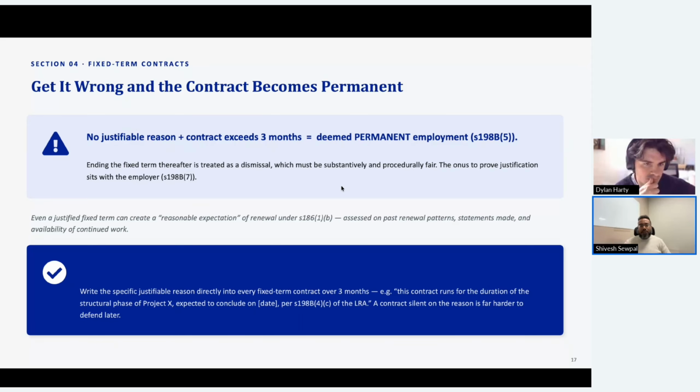My practical recommendation is very simple. For every fixed-term contract over 3 months, write the specific justifiable reason directly into the contract. Not vague wording like "for operational reasons," but clear wording such as "this contract is concluded for the duration of the structural phase of Project X, expected to conclude on [specific date], in terms of Section 198B(4) of the Labour Relations Act." That wording won't solve everything, but it puts you in a far stronger position than a contract that is completely silent on the reason.